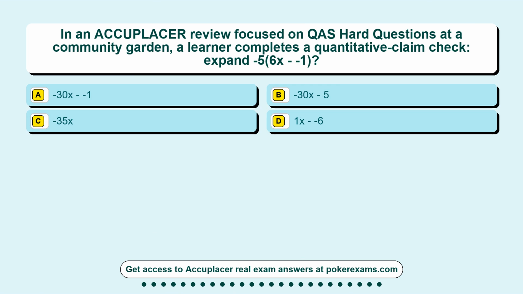Question 24. In an ACCUPLACER review focused on QAS hard questions at a community garden, a learner completes a quantitative-claim check. Expand -5(6x - 1). Option A, -30x - 1. Option B, -30x - 5. Option C, -35x. Option D, 1x - 6.